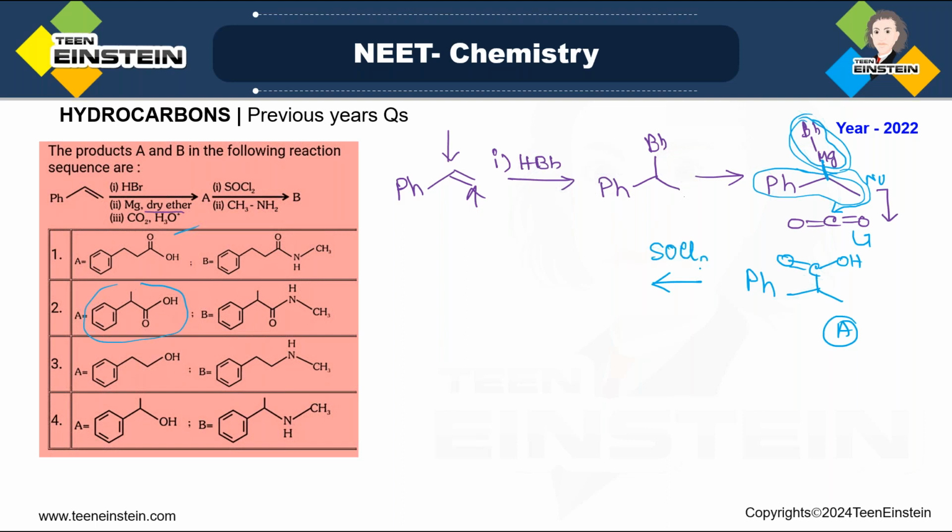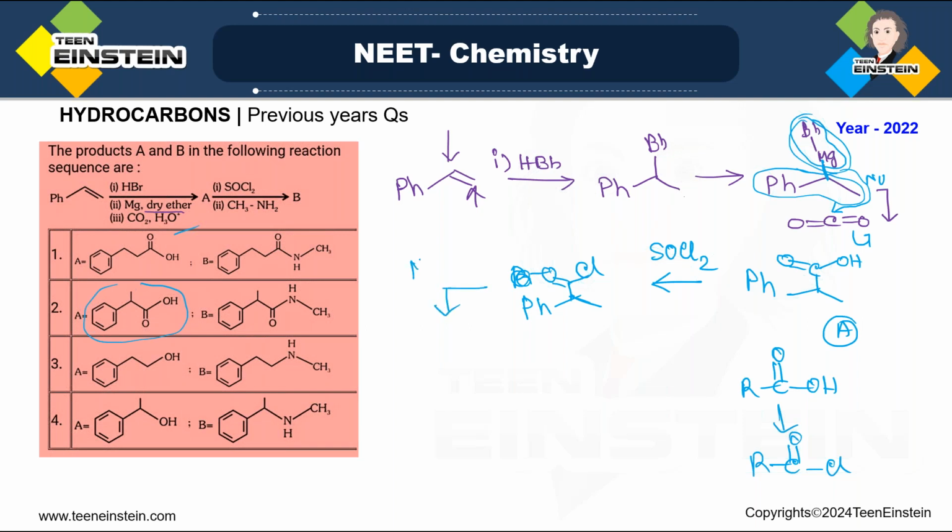SOCl2. Now, whenever you have any acid, suppose you have the acid RCOOH and you are using SOCl2, the function of the SOCl2 reagent is that OH is replaced by chlorine. So it is like a chlorinating reagent for acids. Okay, not R, Ph-CO-Cl, and this part CH3.